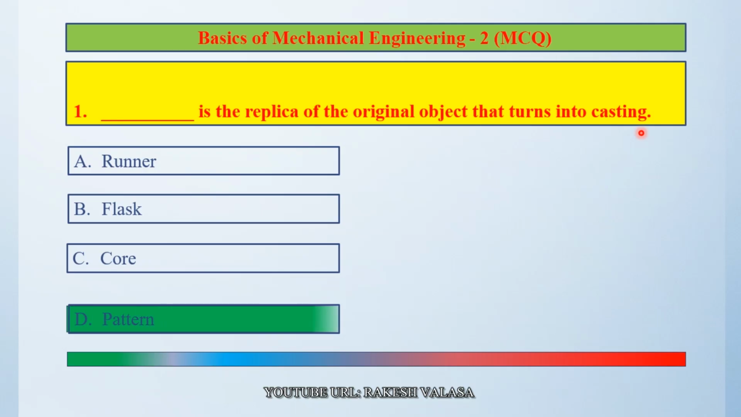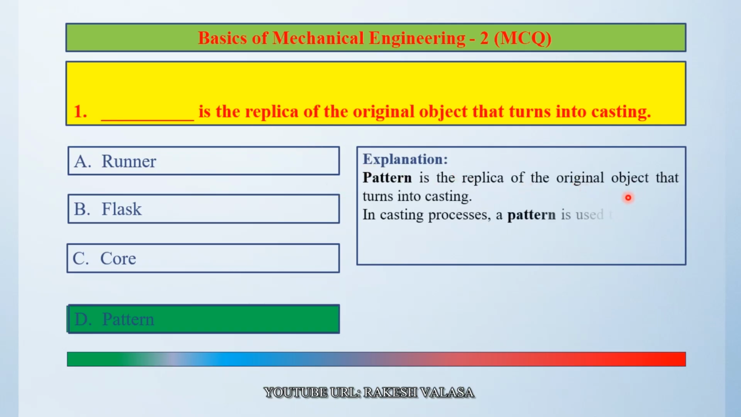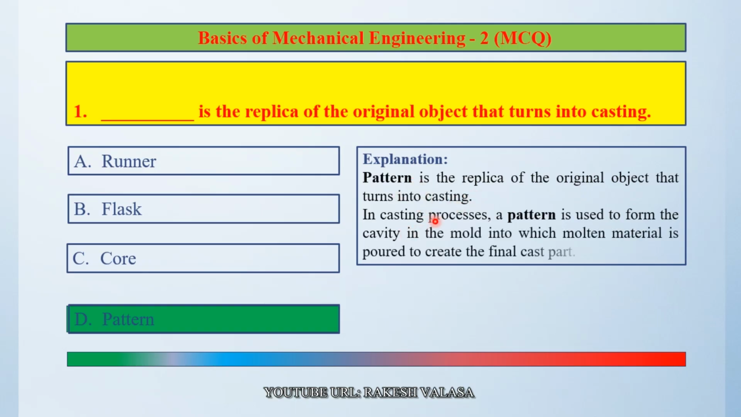Let us see the explanation. Pattern is the replica of the original object that turns into casting. In casting process, a pattern is used to form the cavity in the mold into which molten material is poured to create the final cast part. So the correct answer is option D, pattern.